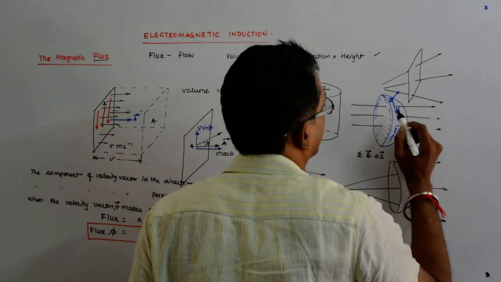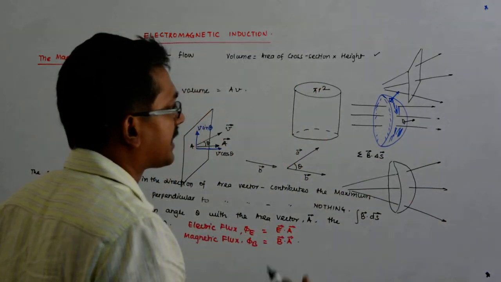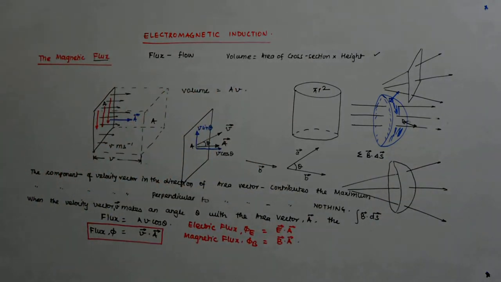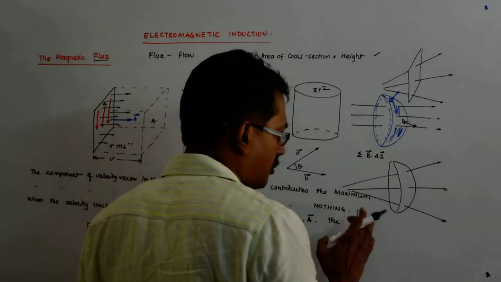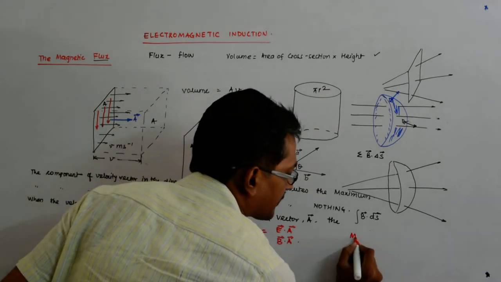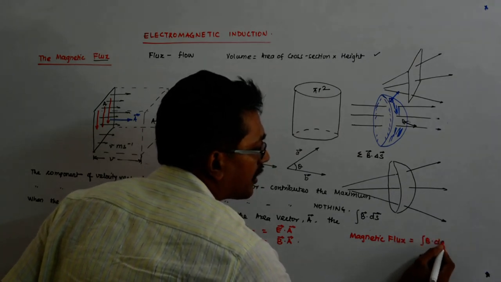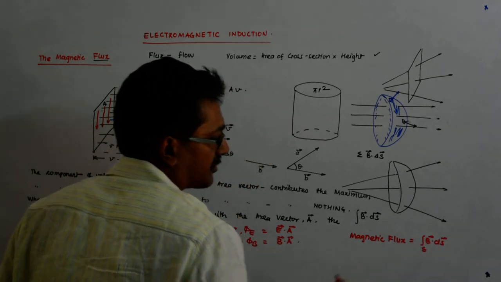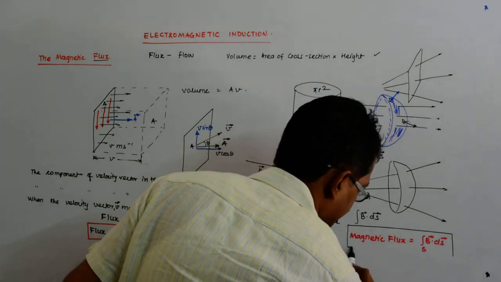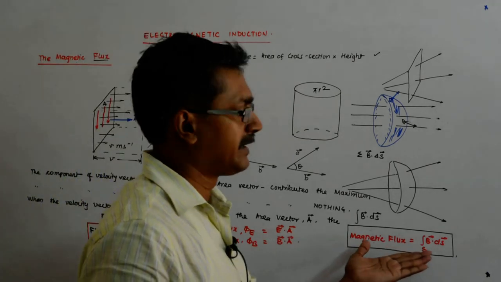Okay, you see, here the area vector is that, and here the area vector is this, is it not? It's something else. Or maybe this, correct? 90 degree, and they are all in different directions. You understand? So the most common way to tackle it is this, and hence we define magnetic flux to be B dot ds over the whole surface, over the whole of the surface. Do you understand this? Do we understand this? Why we needed to define it like this?